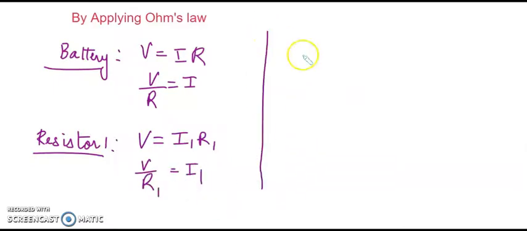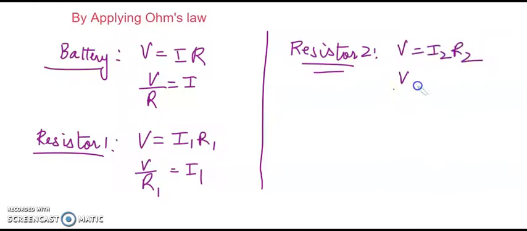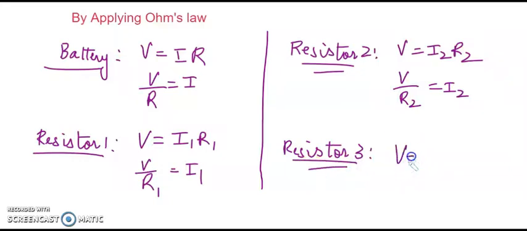Next, resistor 2: V equals I2 R2. So V upon R2 is equal to I2, right? Then resistor 3: V equals I3 R3. So V upon R3 is equal to I3.